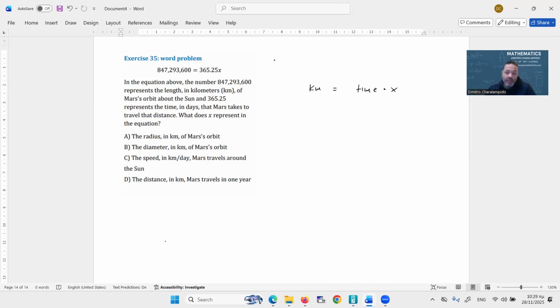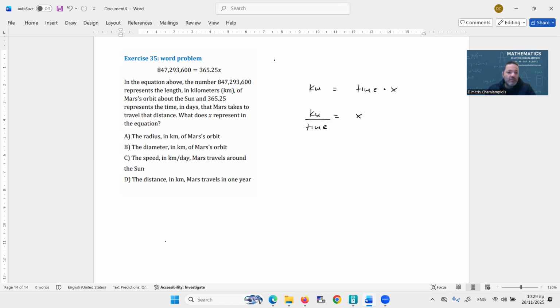If we use these two units and simply solve for x, we will see that it represents kilometers over time. So even if we are not able to actually extract the given info, we know that x will be measured in this unit, kilometers over time. So, is it the distance? Is it d?